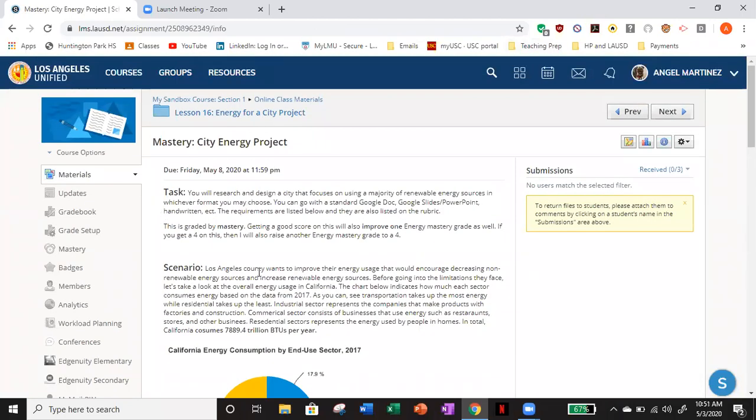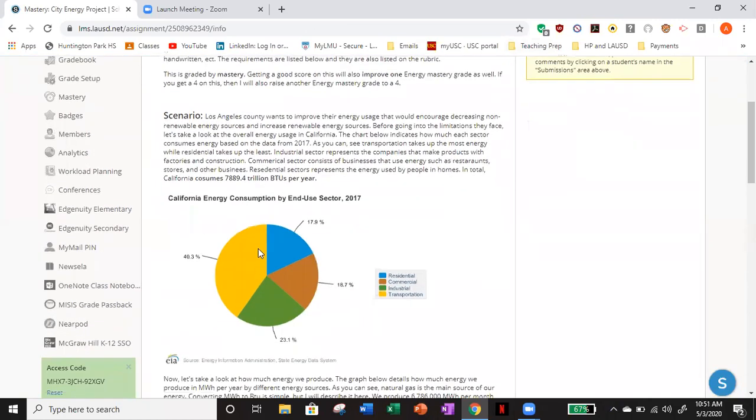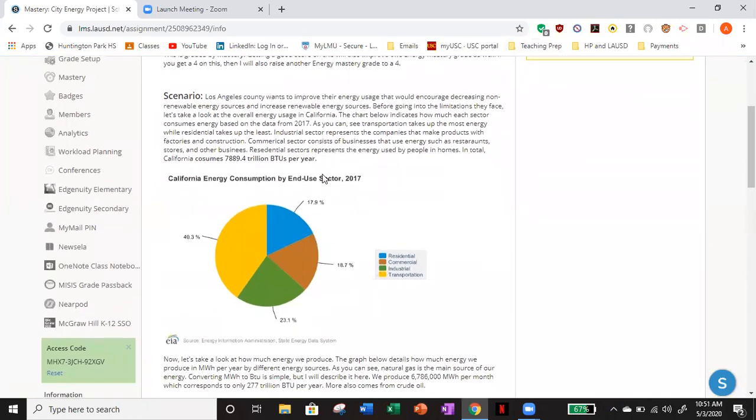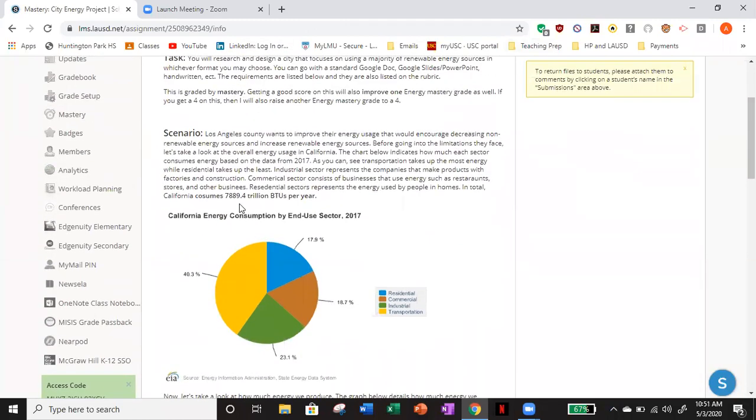Before I go over the task, let's just talk about the scenario. This scenario just talks about the energy uses in California, and what we're trying to do is Los Angeles wants to improve their energy uses by decreasing non-renewable energy sources like natural gas and focus more on renewable energy sources like solar, wind, or hydroelectric.